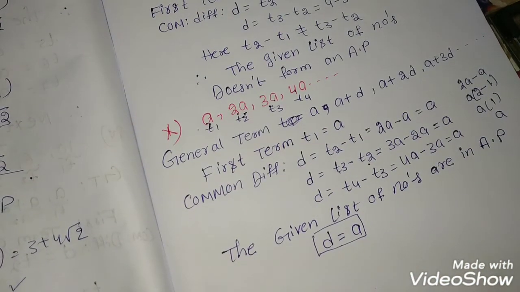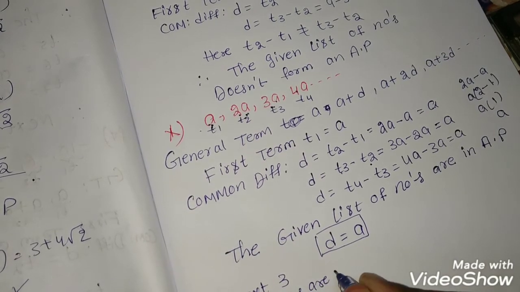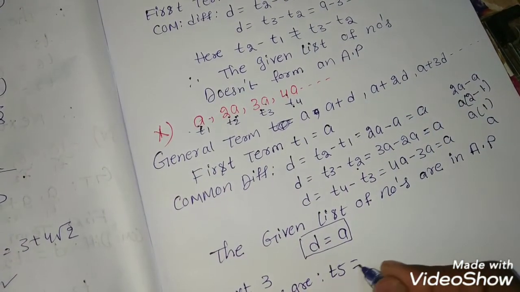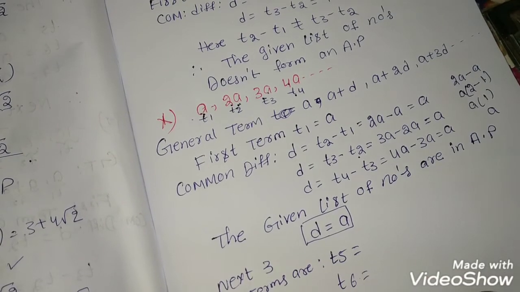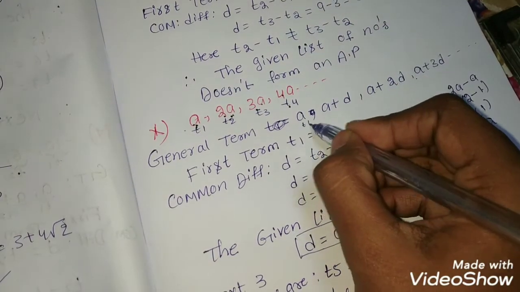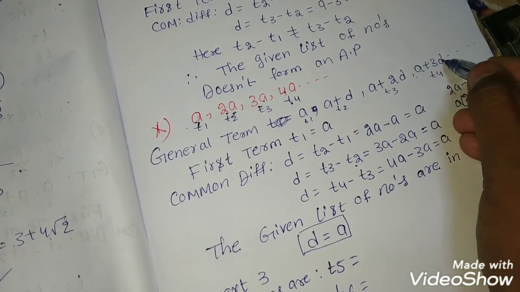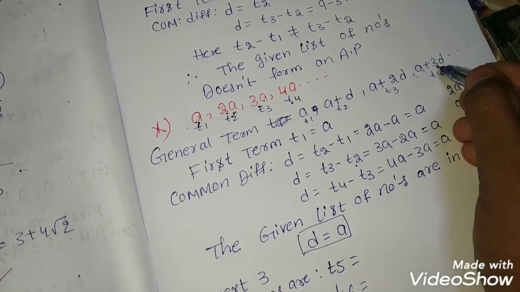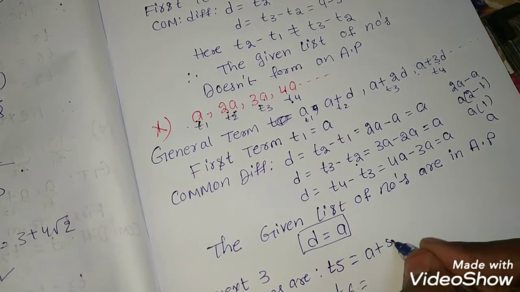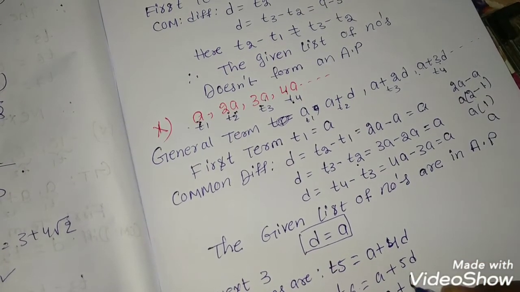See how can we get here? What are the next 3 terms? After T4 is T5, T6, T7 we need. What is T5? What is the form? See, this is term 1, term 2, term 3, term 4. Term 4 is A plus 3D. That means for 4, the preceding number is 3. So what is the preceding number of 5? Preceding number of 5 is 4, so A plus 4D. A plus 5D. A plus 6D.